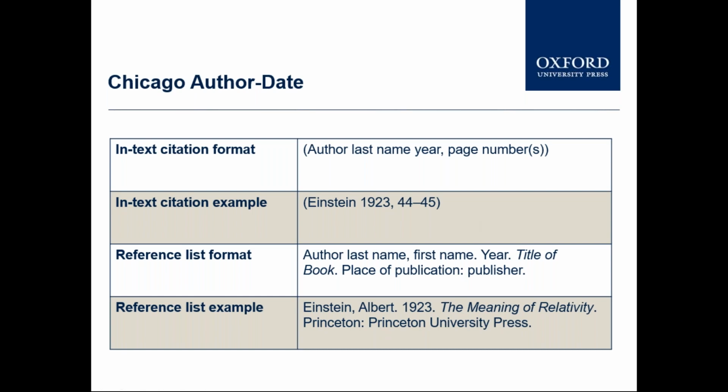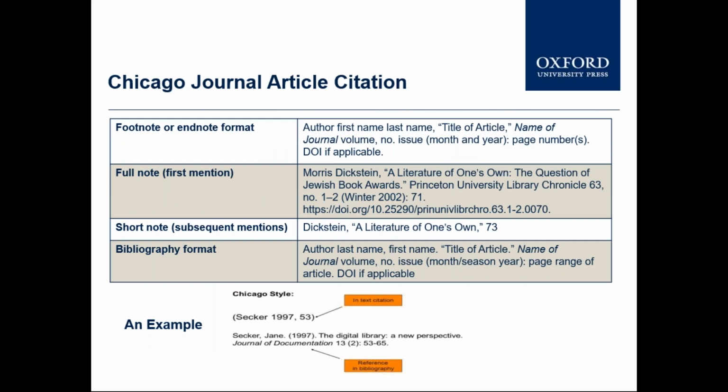Chicago, APA are extremely simple styles. I've shown you what a footnote looks like. So you see, for a short note, it will be the name of the author, the name of the book, and the page number of the book. In a bibliography format, you'll have the author's last name, first name, the name of the book. This is again name of journal, volume, number, issue, month, season, year, page range, DOI if applicable.